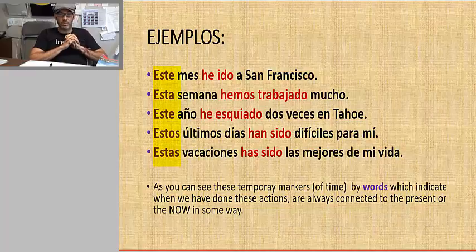Esta semana hemos trabajado mucho. Even though all this work that I did was this week, it has relevance to today, to the present that I live in, because I want to convey it that way.